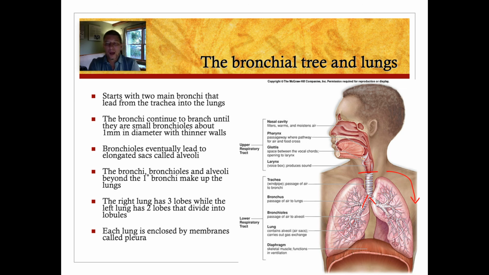Now, just as a little piece of trivia that you can take to your next cocktail party, your right lung has 3 lobes. You can see the divisions here and here, and the left lung only has 2 lobes. So you are not bilaterally symmetrical when it comes to your lungs. And each of the lungs is enclosed in its own little sac called a pleura. Okay.